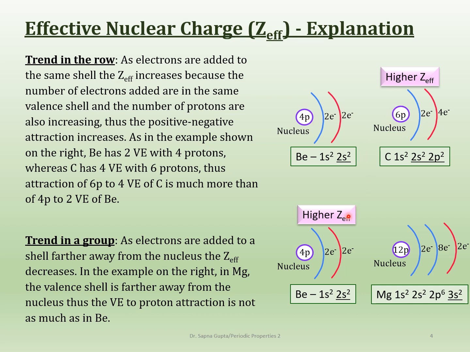It has nothing to do with the neutrons. Neutrons don't have any charge, okay? So it's just about the protons and the valence electrons. So here you have 4 protons pulling in 2 electrons, and here you have 6 protons pulling in 4 electrons.